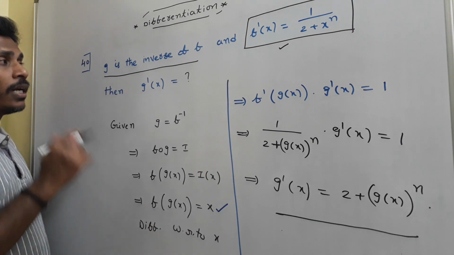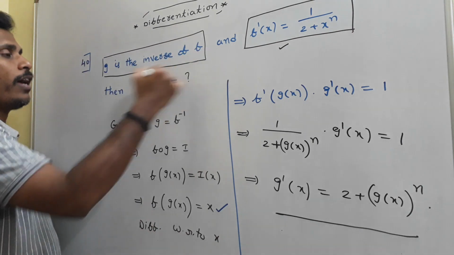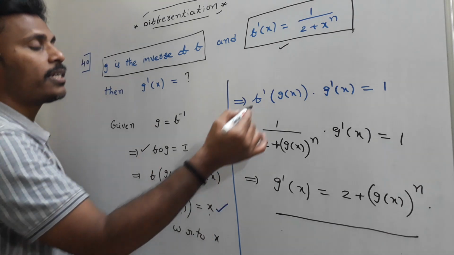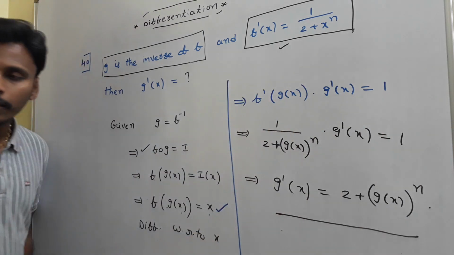Okay, have a look. For this problem we need to know that if g is the inverse of f, f circle G is I, and f of G of x is x, its derivative is f dash of G into G dash is 1. So finally this is the answer.